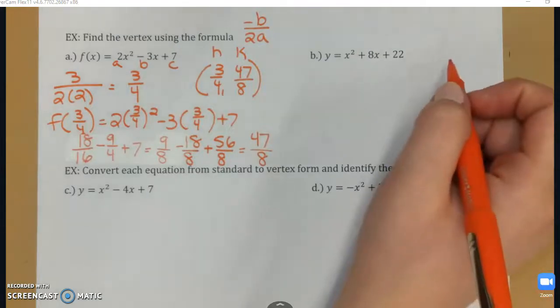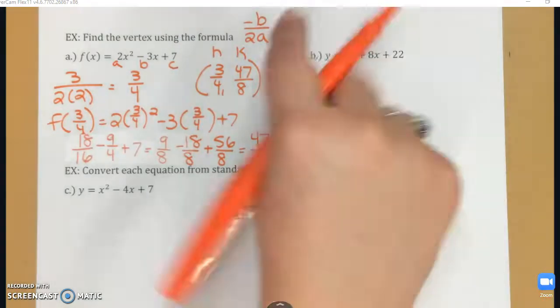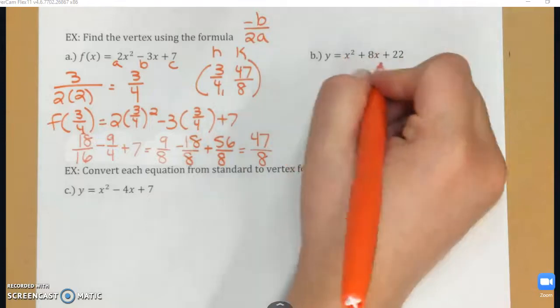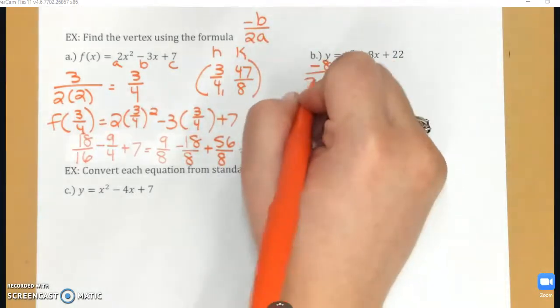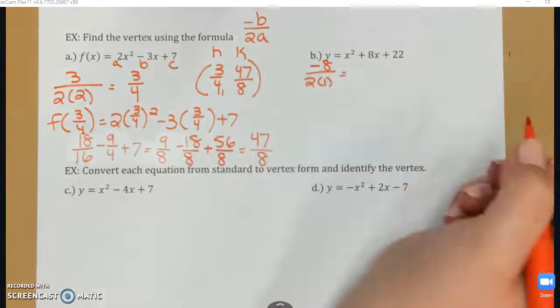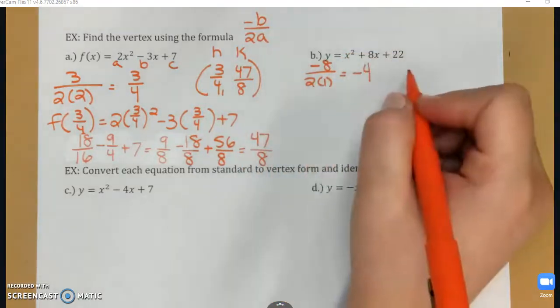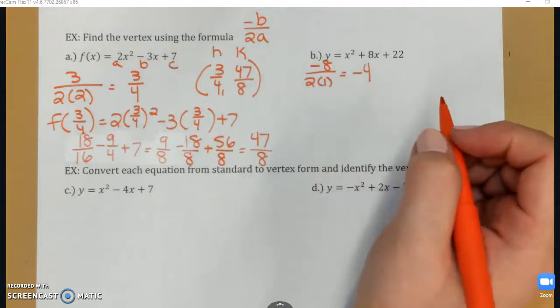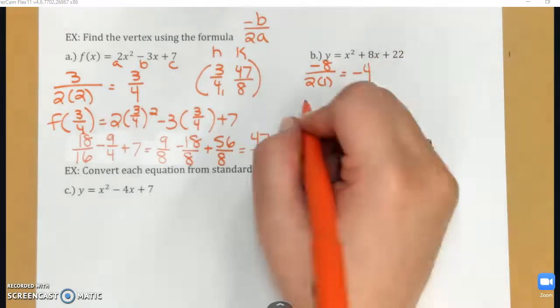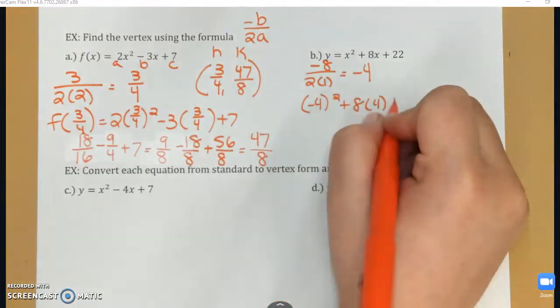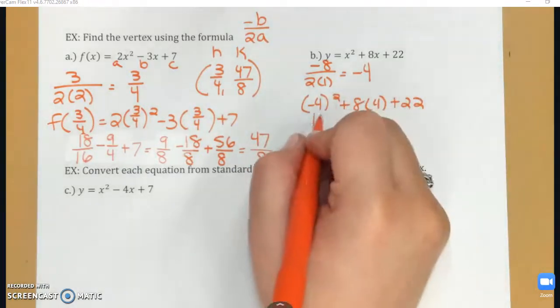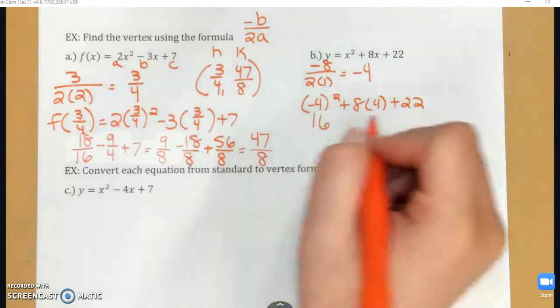Let's repeat that again on B. I'm looking for my vertex, so I'm going to use my formula. Here a is 1, b is 8, so my x-coordinate is going to be negative 8 over 2 times 1. Negative 8 divided by 2 is negative 4, so that is my x-coordinate. Then to find my y-coordinate, I'm going to plug it in here: negative 4 squared plus 8 times negative 4 plus 22. That's going to be 16.